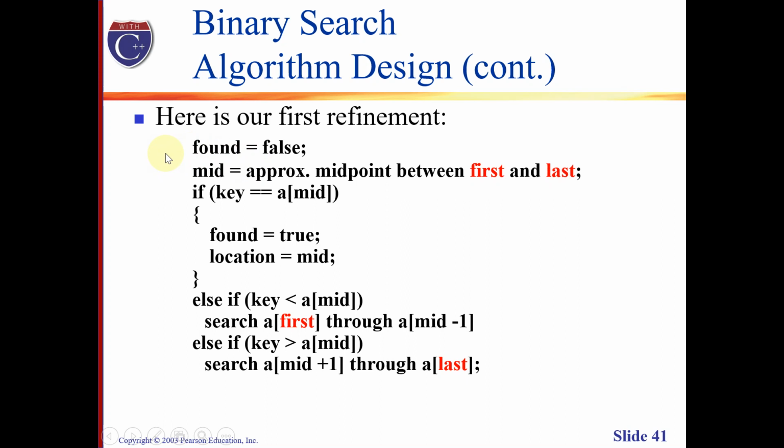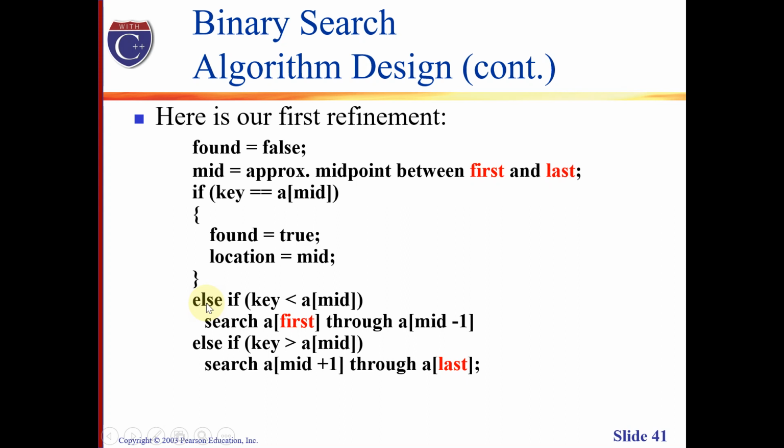Again, we have the variable found, which is set to false. Then we set the value for our middle element. Same condition, if our key is equal to our middle element, found will be assigned a true value. Then we will also assign the index number of our middle element.